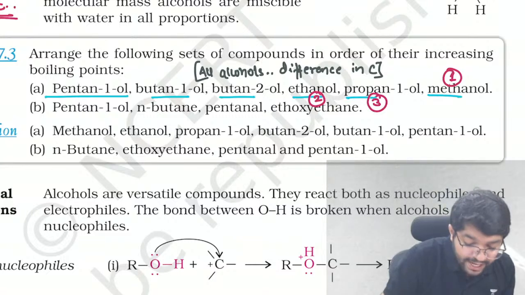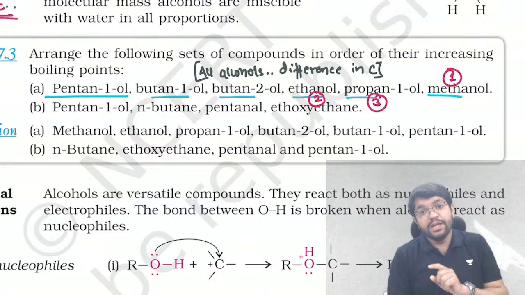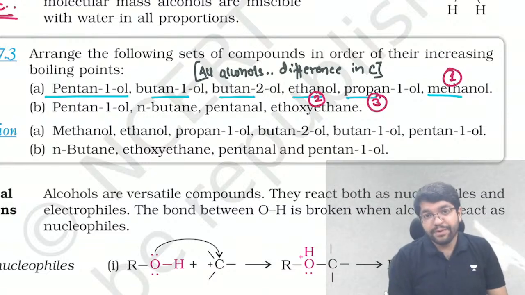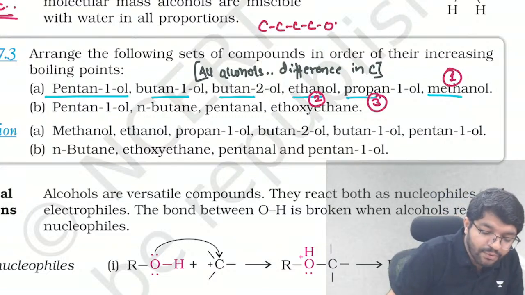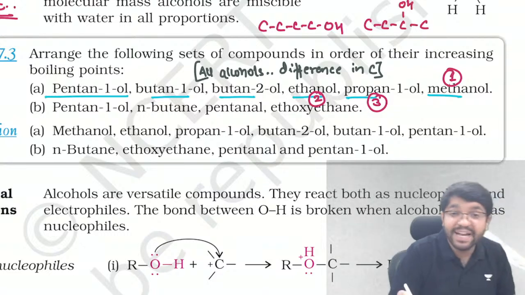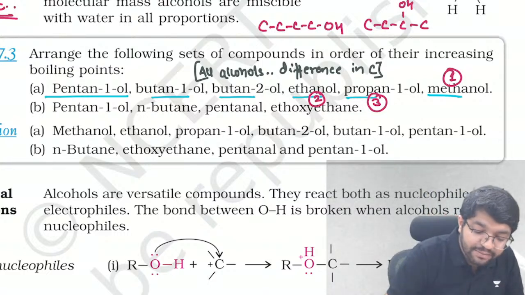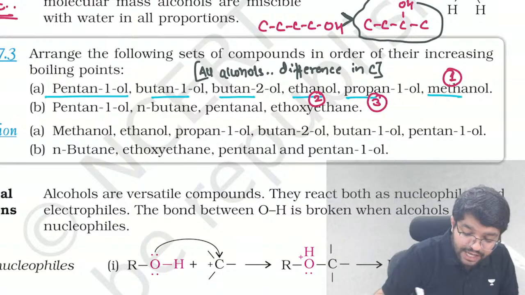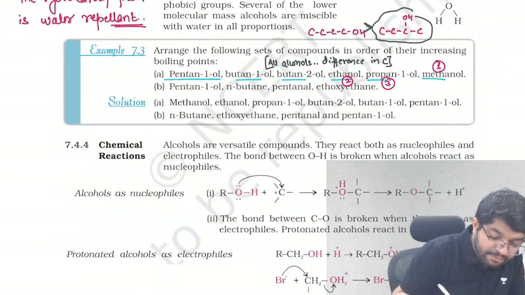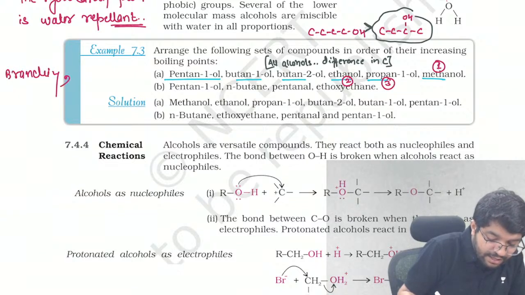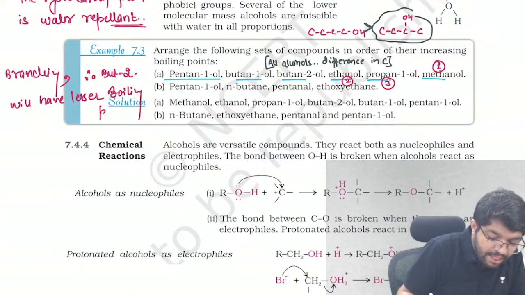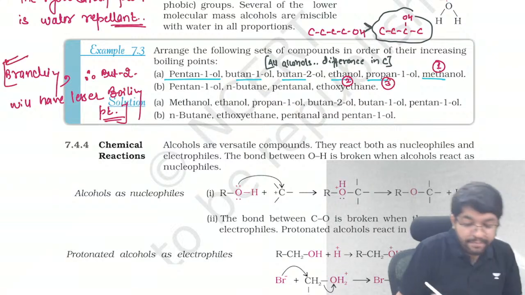Now butane has two: butan-1-ol and butan-2-ol. Butan-2-ol has a little branching. Butan-1-ol is a straight compound: 1, 2, 3, 4 and OH. And butan-2-ol, 1, 2, 3, 4 and OH, has branching involved. Therefore butan-2-ol will have the lesser boiling point.